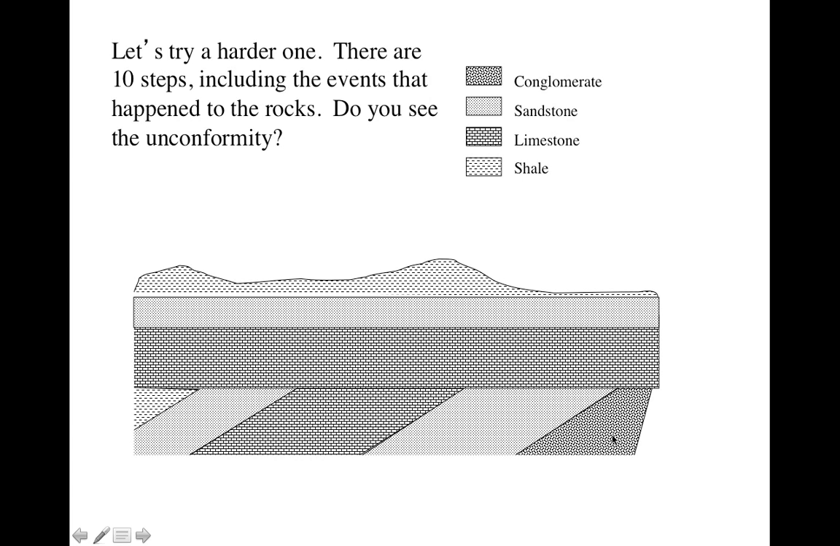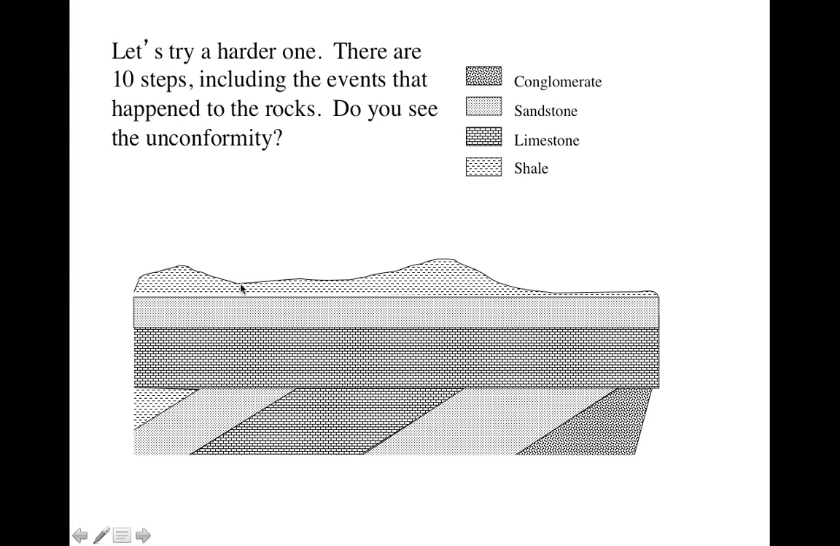So we're going to say, number one, conglomerate was laid down. Second, this sandstone. Third, this layer of limestone. Fourth, this layer of sandstone. Fifth, this layer of shell. Now, something happened. There was some uplift. Oh, we got to have the uplift is 6. Then erosion to wear all that away was 7. Number 8 was this limestone. 9 is this sandstone. 10 is this shell.